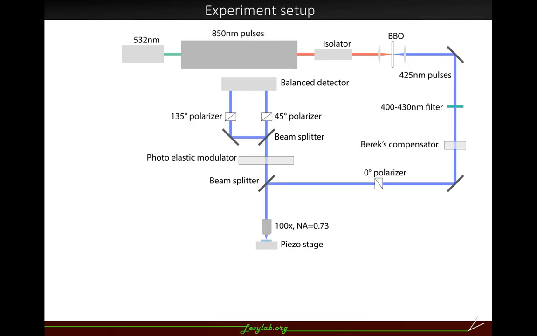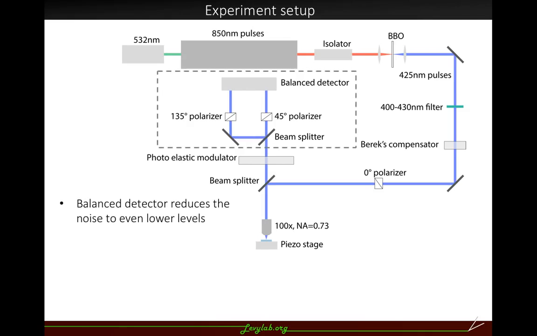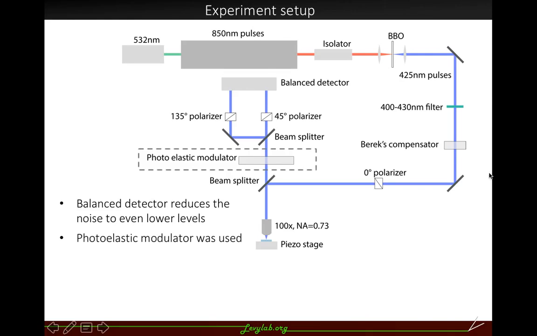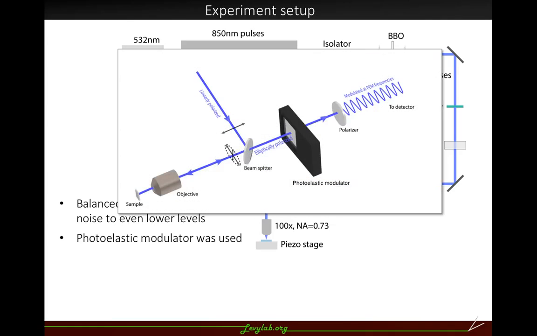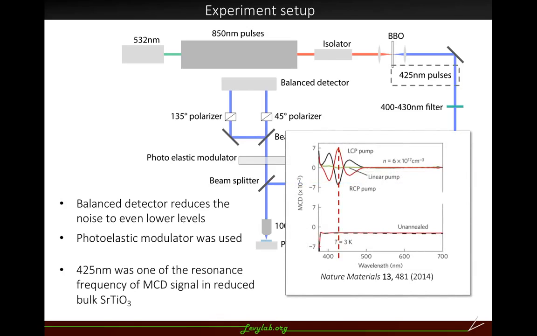And this is the whole setup of our Kerr imaging. We use a balanced detector to increase our signal-to-noise ratio even higher, and we also use a photoelastic modulator that modulates the polarization at about 100 kHz. That increases our sensitivity tremendously. We're using 425 nanometers on purpose because we believe there's going to be a resonance of the Kerr signal around this wavelength, like the MCD signal we saw in that bulk reduced STO experiment.